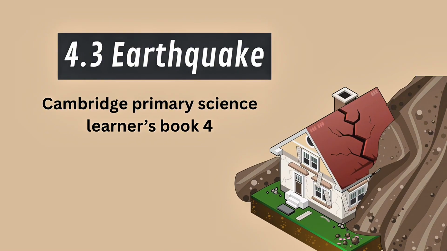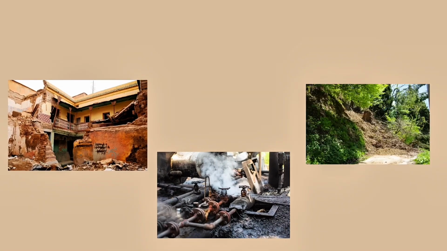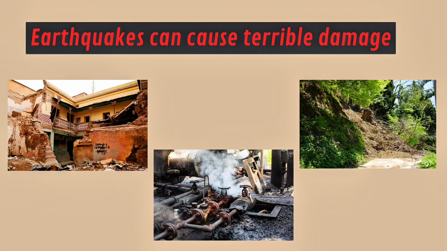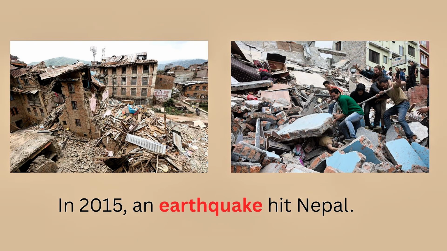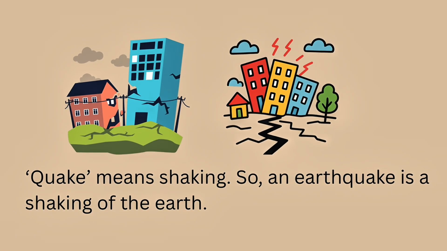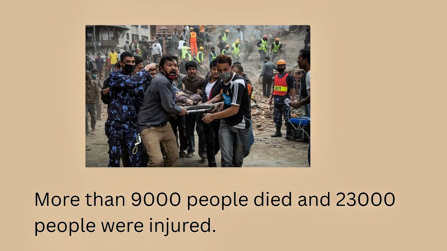Today we are going to learn about earthquakes from Cambridge Primary Science Learner's Book 4. 4.3 Earthquakes. Earthquakes can cause terrible damage. In 2015, an earthquake hit Nepal. Quake means shaking, so an earthquake is a shaking of the earth. More than 9,000 people died and 23,000 people were injured.